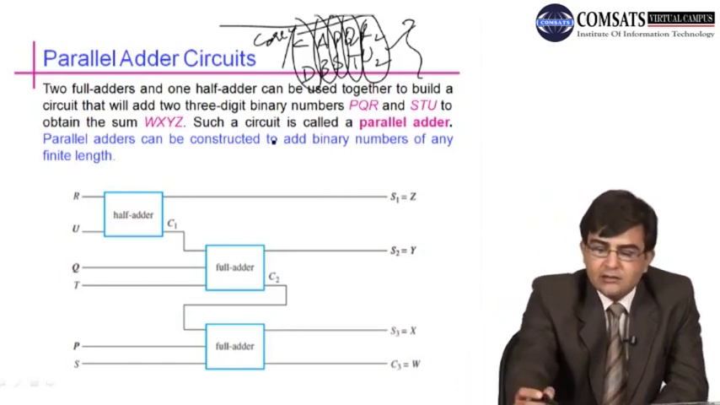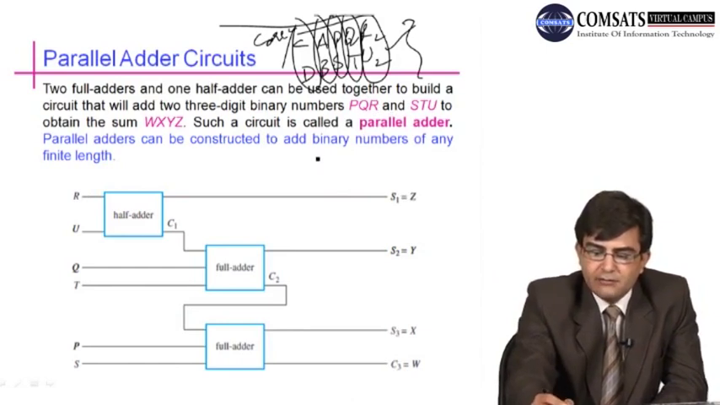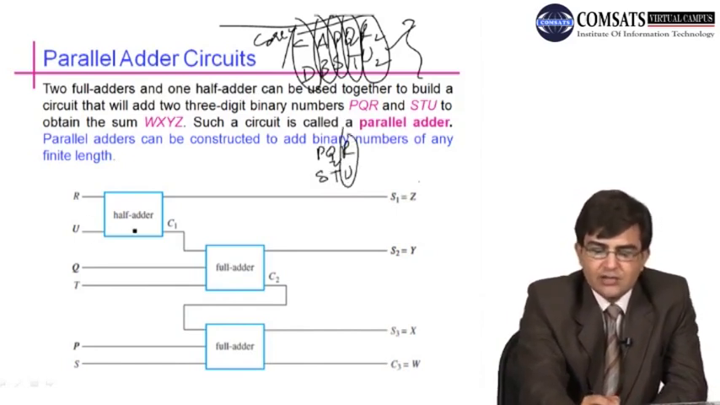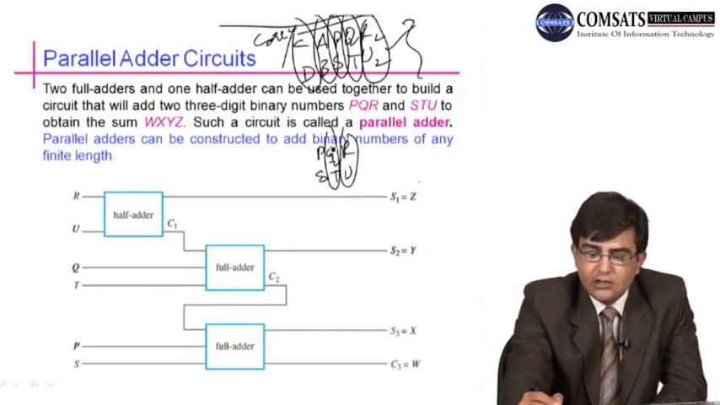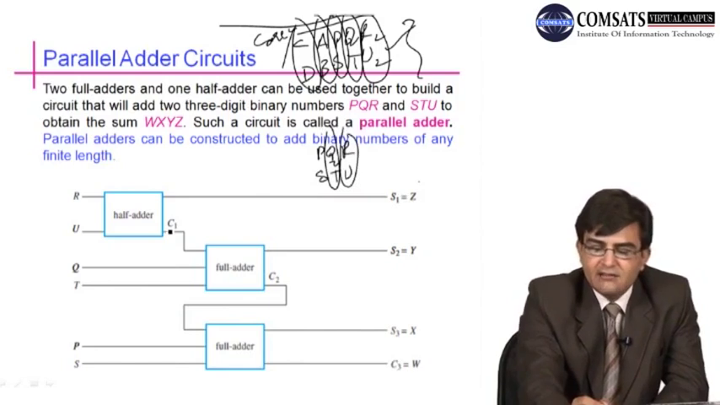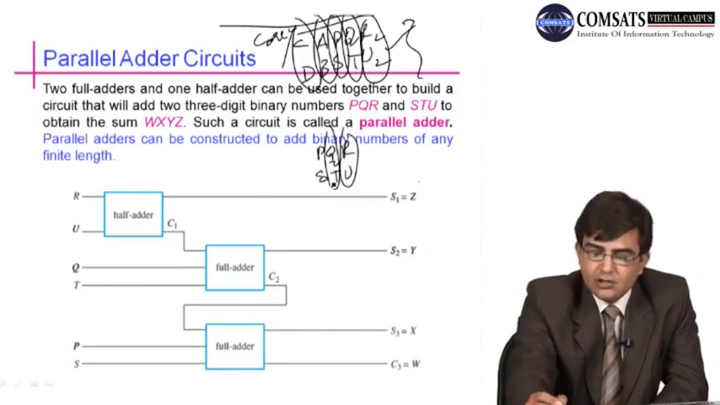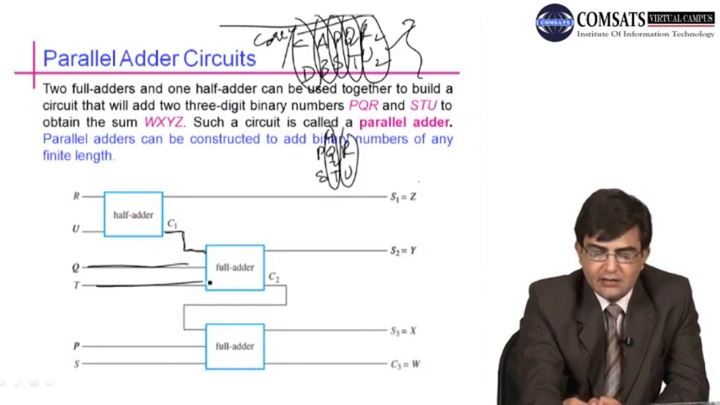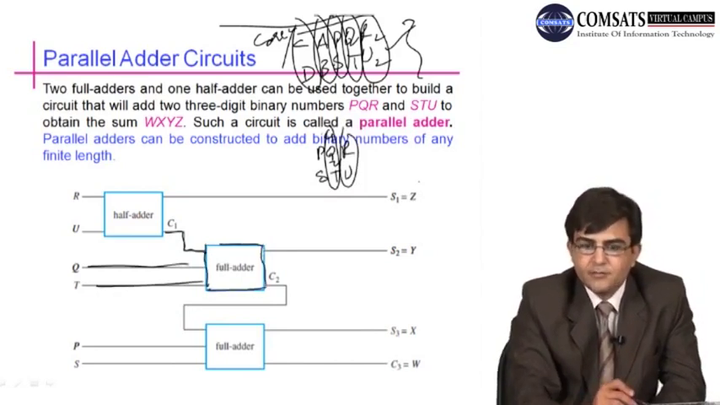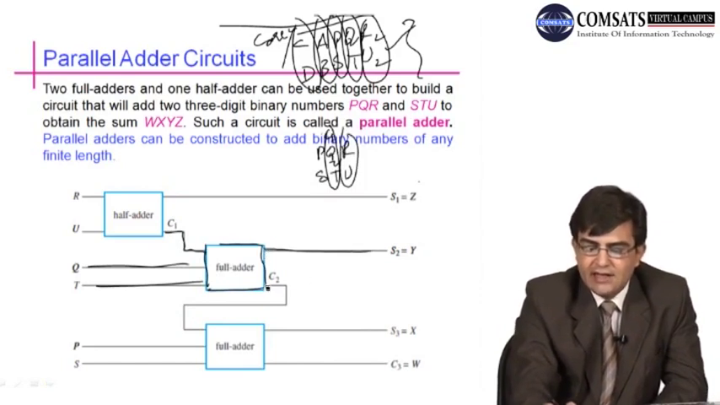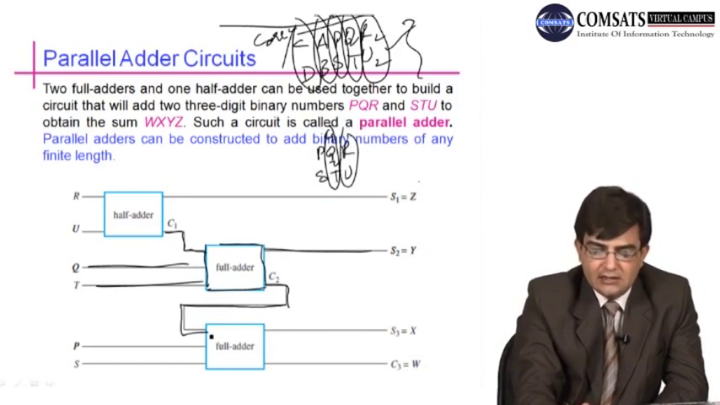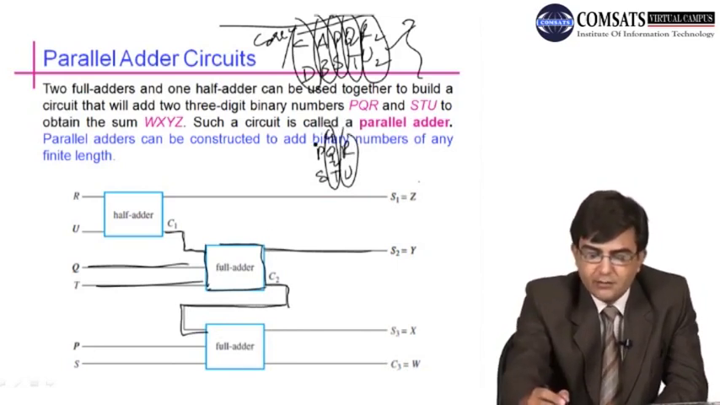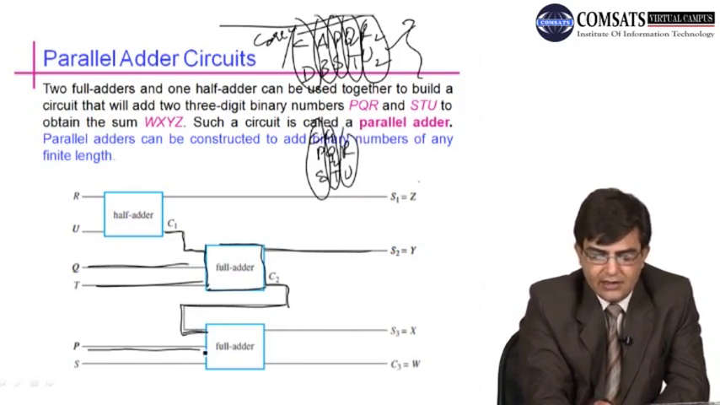For example, to add PQR and STU, to add R and U we use a half adder, and we get one sum and one carry. The carry is added to the second column, Q and T. Here we have carry one added with Q and T, and we use a full adder circuit. We get one sum and carry. This carry will also be the input of the full adder circuit when we add P and S.